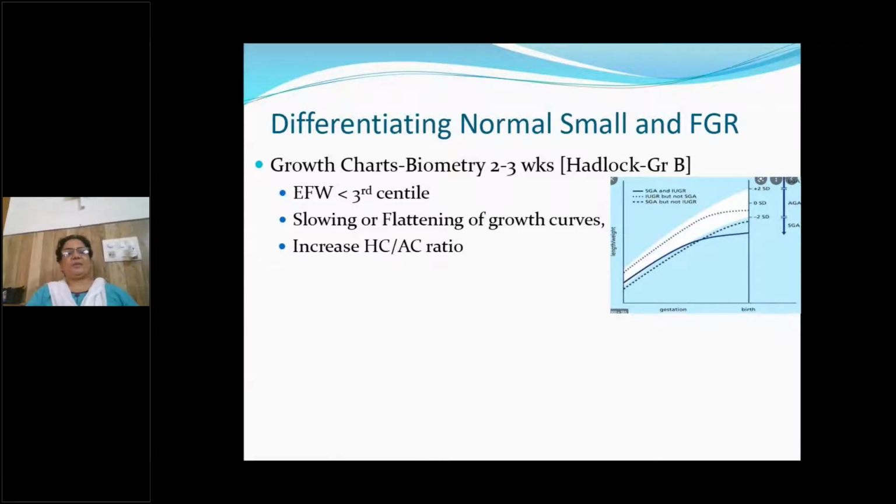But by and large, if the estimated fetal weight is less than the third centile, it is more likely to be growth restriction. Or there is a slowing or flattening of the curve. It usually gives us the idea that the fetus is not growing appropriately, and then there is an increase in the head circumference to abdominal circumference ratio. Abdominal circumference is significantly affected by the liver and the fat deposition in the liver. So any undernutrition of the fetus will usually manifest by reduction in the abdominal circumference.